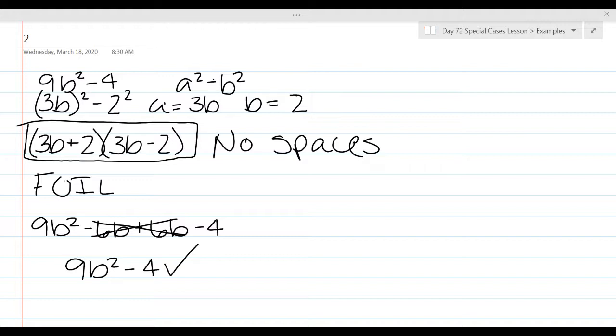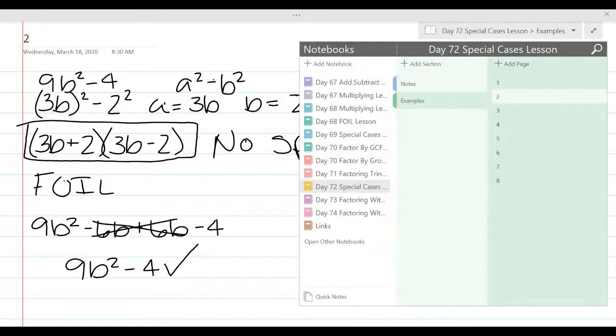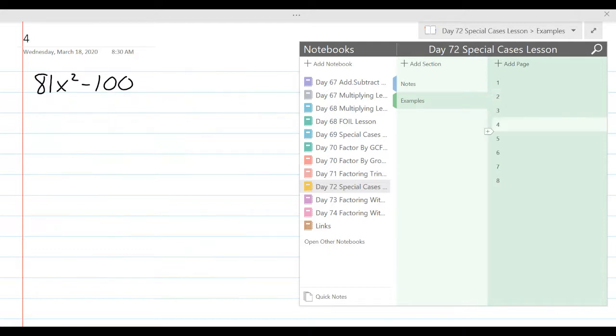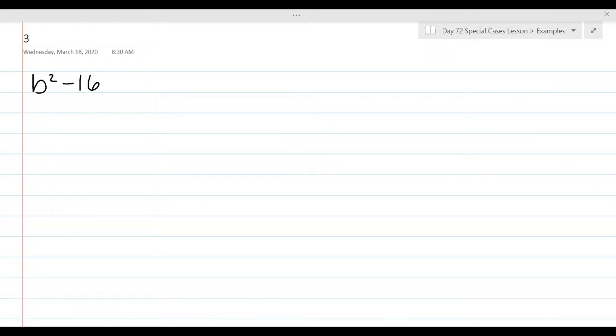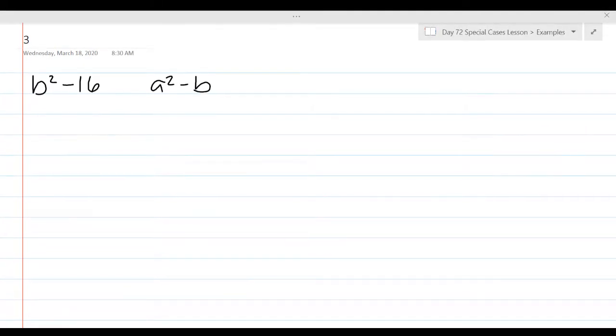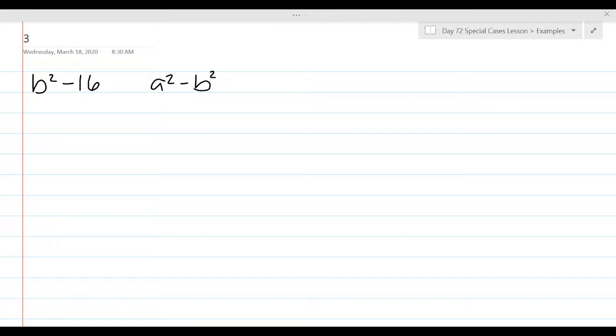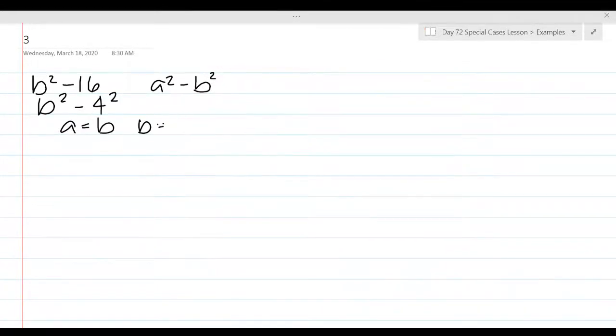There we go. The first special case is easier than the other ones. So let's skip ahead to an example. Okay, here we go. We got another one of the first special case. So it looks like a squared minus b squared. So our first part is already written correctly. So we just got to do the second part, change it to 4 squared. So a equals b, b equals 4. So our final answer is going to be b plus 4, b minus 4.